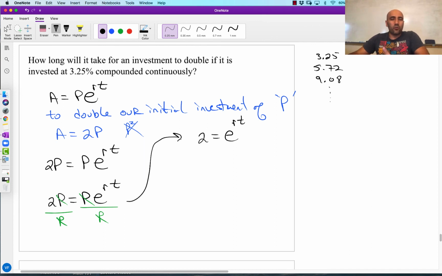You don't want to redo all of this work for every single one of them. Why don't we leave it alone? Solve it, knowing that r is a constant that we have a value for, and solve for t.